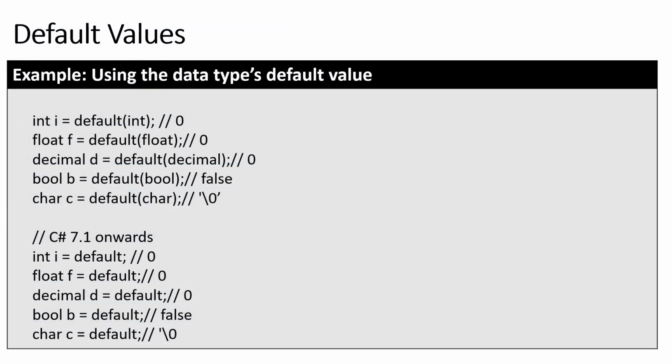Every data type has a default value. Numeric types are 0 and Boolean is false. To use the default value of a data type, we simply use the default keyword followed by open and close parentheses. Inside the parentheses, we input the type name. If it's an integer, then insert int. But in C# 7.1 onward, we can use only the default literal.